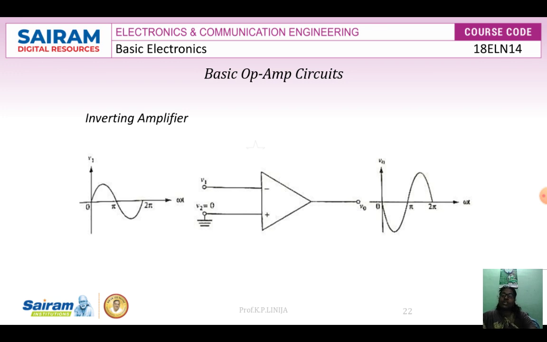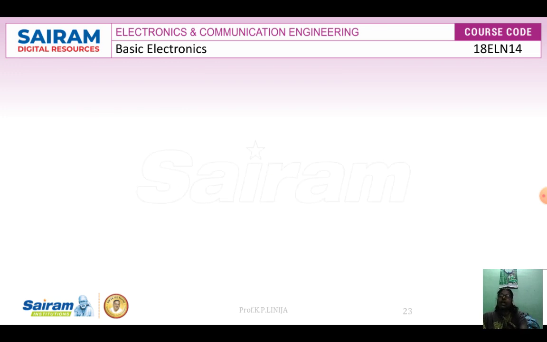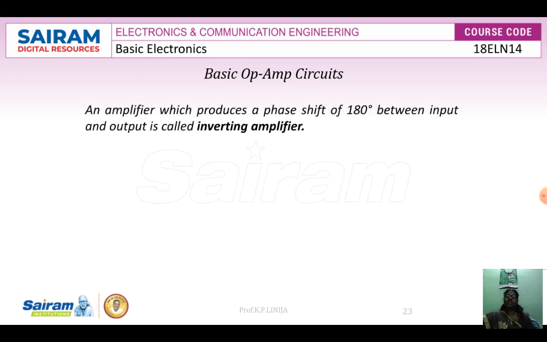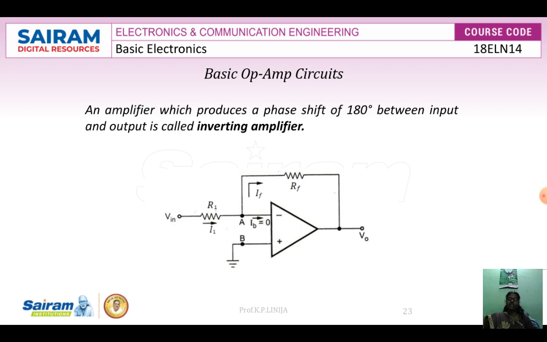Let us analyze how this inverting amplifier works by mathematical derivation. Inverting amplifier means what? An amplifier which produces a phase shift of 180 degrees between input and output is called an inverting amplifier. This is the circuit diagram for the inverting amplifier. Here we have connected a feedback resistor which is represented by RF. Two nodes have been given: node B, with voltage VB, and node A, with voltage VA.